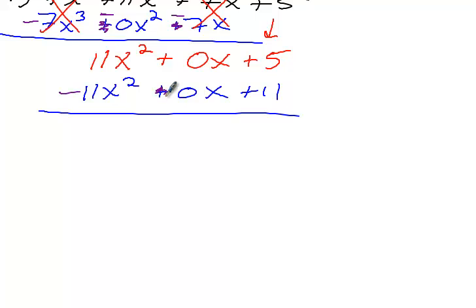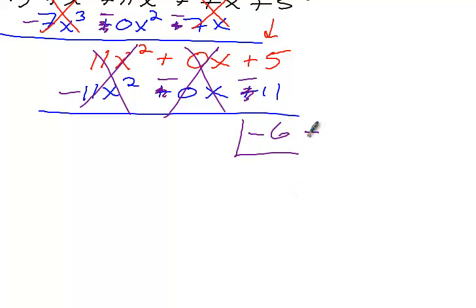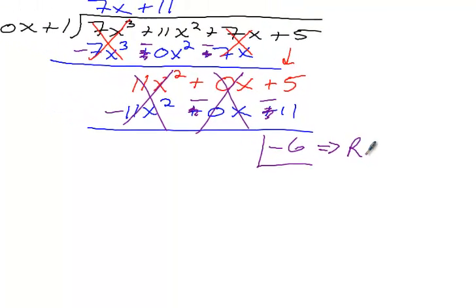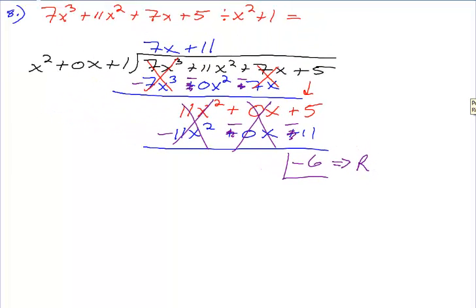Change the signs because we're subtracting. What's 11x squared take away 11x squared? 0x take away 0x. And what's 5 take away 11? Negative 6. Okay, and what is this number called here? The remainder. So, am I done? No, you have to actually write out your full solution, okay? I want to know what is 7x cubed plus 11x squared plus 7x plus 5 divided by x squared plus 1. So, I get the number on top.